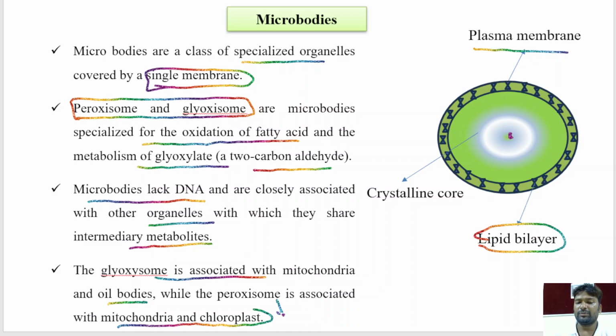Means peroxisomes have an important role in photorespiration and are associated with the mitochondria and chloroplasts, while glyoxysomes are associated with mitochondria and oleosomes during seed germination.